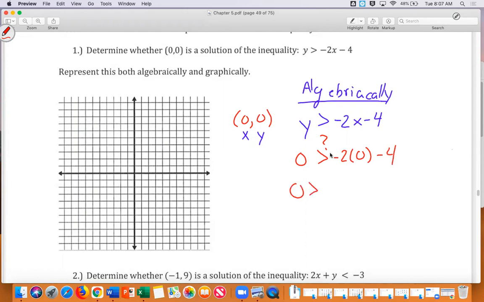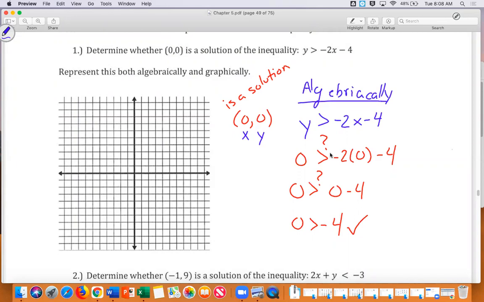And we have 0 being greater than negative 2 times 0, that's 0, minus 4. And is that true? Yes or no? Is 0 greater than negative 4? Yeah. So we would have that 0, 0 is a solution. Okay? That's algebraically.